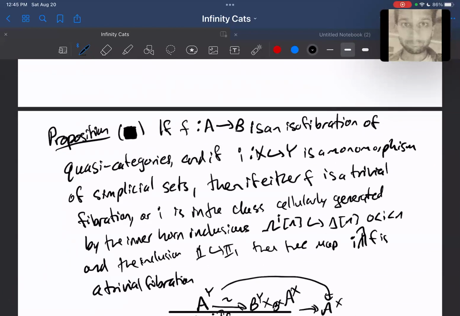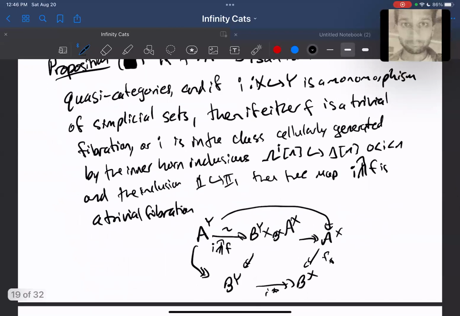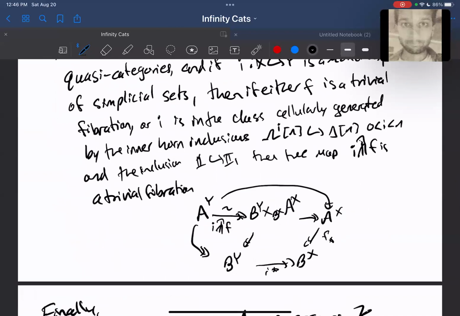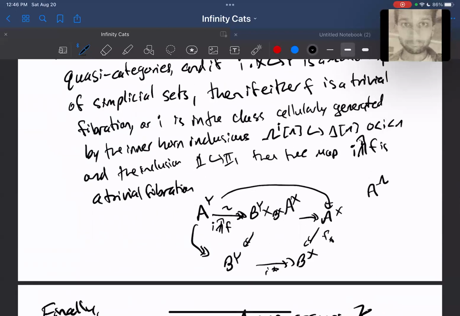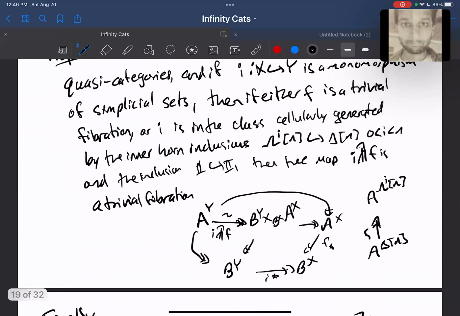And then here's another proposition that is very useful. So if F from A to B is an isofibration of quasi-categories, and I from X to Y is a monomorphism of simplicial sets, such that either F is a trivial fibration or I is in the class generated by these monomorphisms here, the inner horn inclusions and the inclusion into the free living isomorphism, then the Leibniz cotensor, I don't know what to call that, of I and F is a trivial fibration here. So in particular, what you can show with this is that the map from A to A to the delta n is a trivial fibration, taking, for instance, B equal to 1 and X to Y just the inclusion of the inner horn.